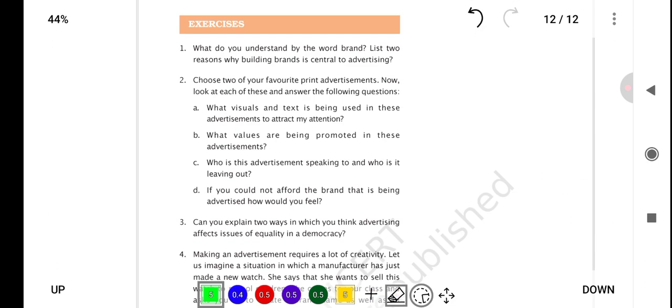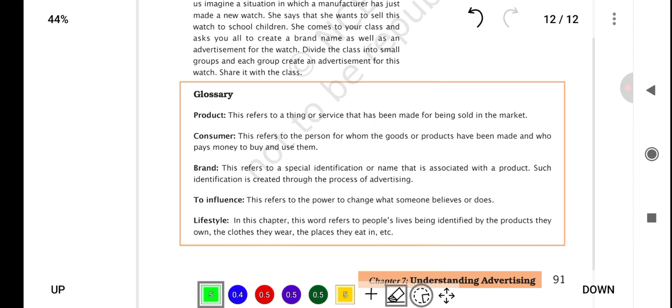So here the chapter ends. If you want, you can brainstorm these exercises and questions, and here is the glossary.